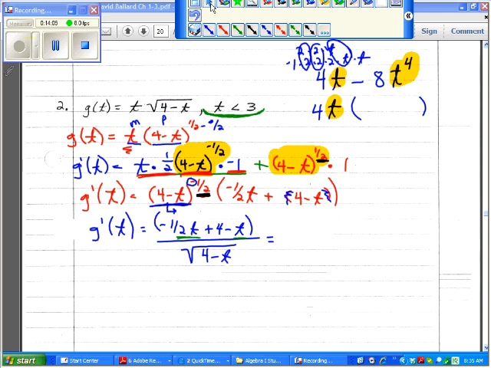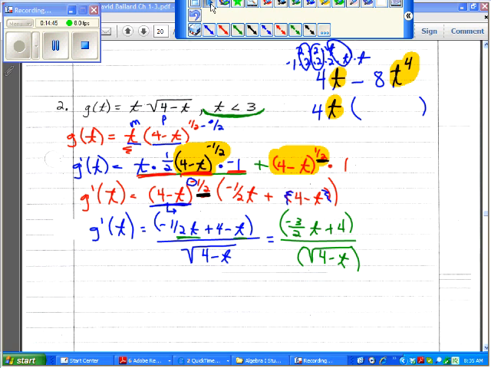And then we can combine these like terms. So negative 1/2 t and negative t is negative 3 over 2 t. So we have a negative 3 over 2 t plus 4 in the numerator, and we have a radical 4 minus t in the denominator. So that's really the simplified version of the derivative.